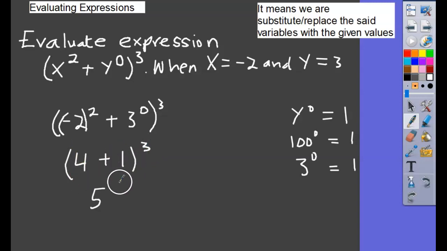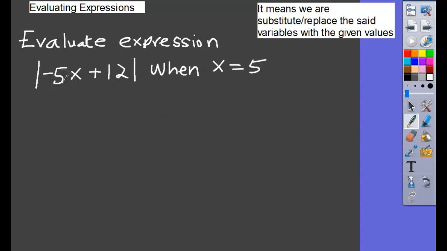Then we have 5 cubed, which means 5 times 5 times 5, which is 5 times 5, 25, 25 times 5, 125. Next, we have been asked to evaluate the expression absolute value of -5x plus 12 when x is equal to 5. So where we see x, we are going to replace it with 5.